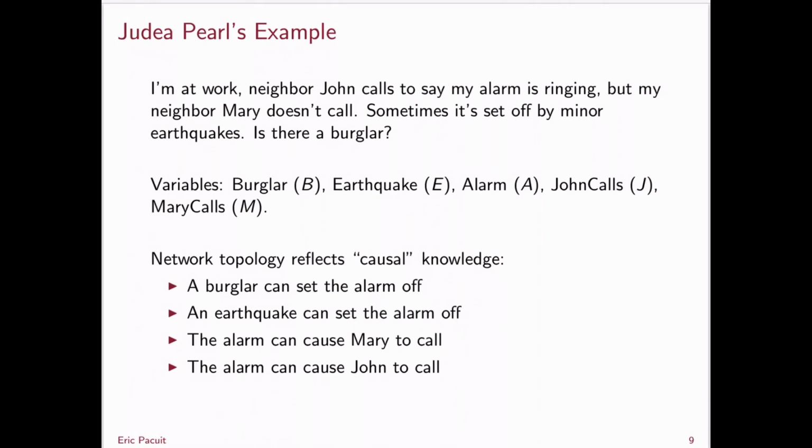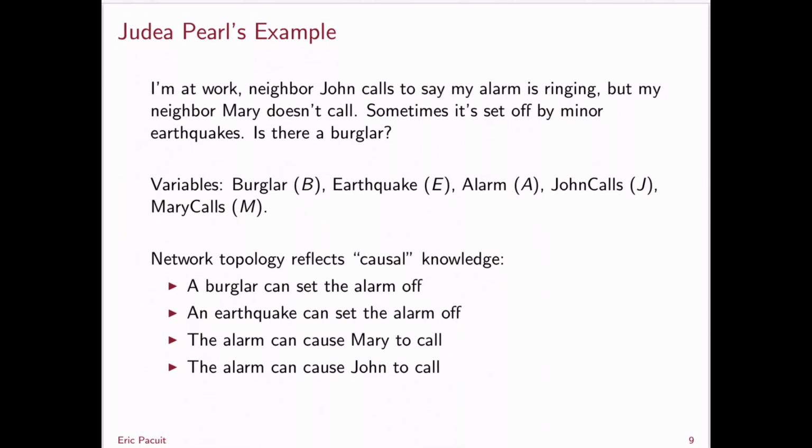So let's start by looking at an example of how to infer probabilities given a Bayes network. This is a famous example from Judea Pearl. Suppose that I'm at work and a neighbor John calls to say that my alarm is ringing, but my neighbor Mary doesn't call. Now, sometimes my alarm is set off by minor earthquakes, so the question is, is someone breaking into my house? Now, we can represent this with 5 variables.